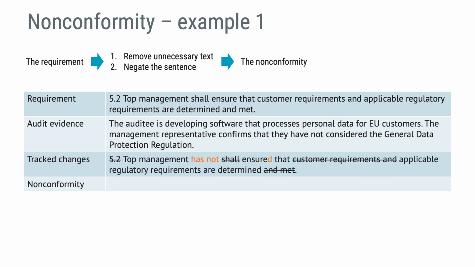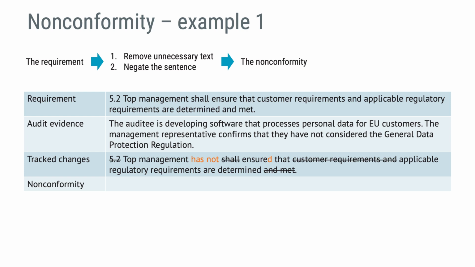Now, when you write the nonconformity, use the requirement text. I've copied it down to the track changes row. I remove the unnecessary text and negate the sentence. So I remove the section number, I replace the "shall" with "has not", and add a D in "ensure". The next edits are really important. So far, the only information we have is that the auditee has not considered the GDPR. So we need to remove everything else in the requirement to focus on determining applicable regulatory requirements. Therefore, I remove customer requirements.